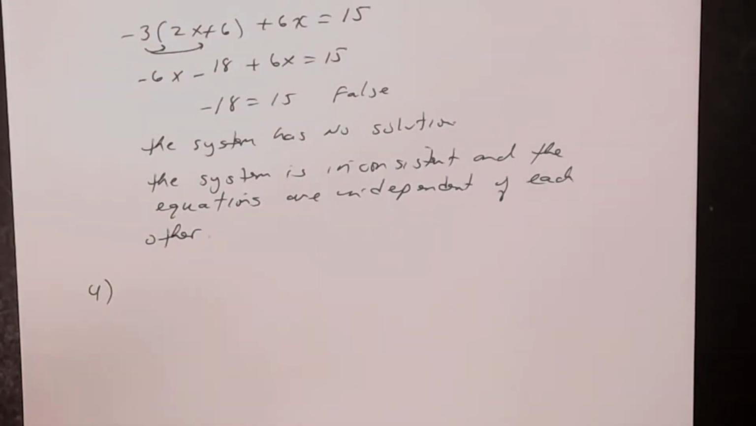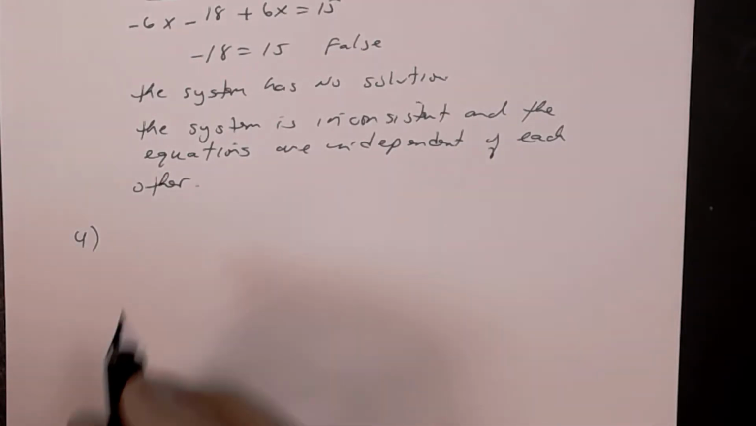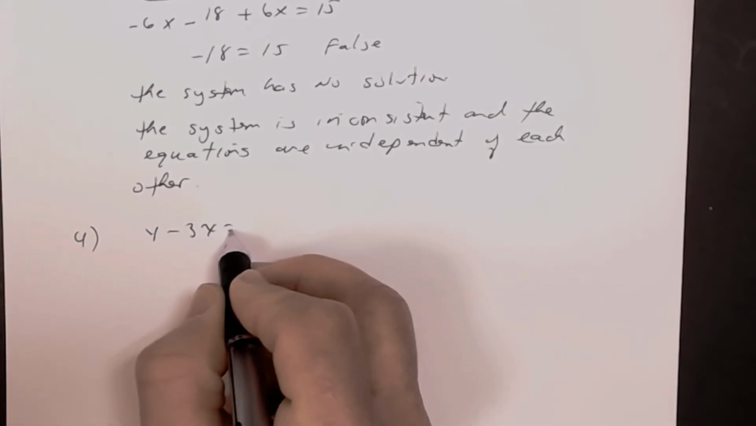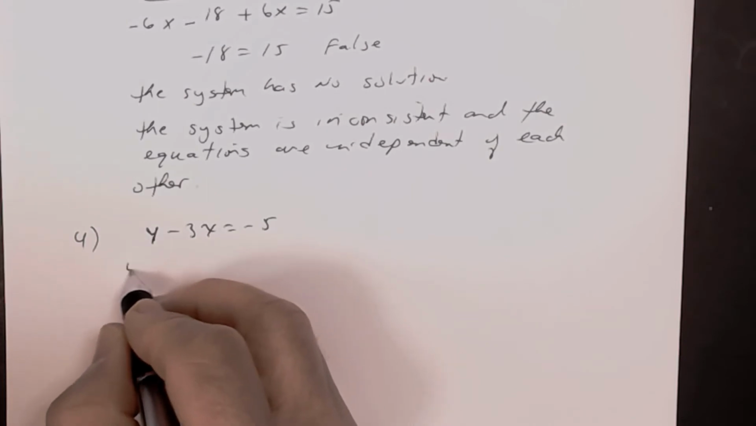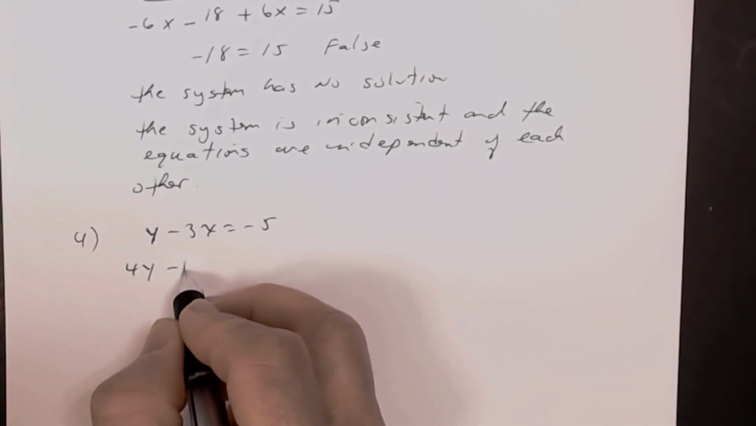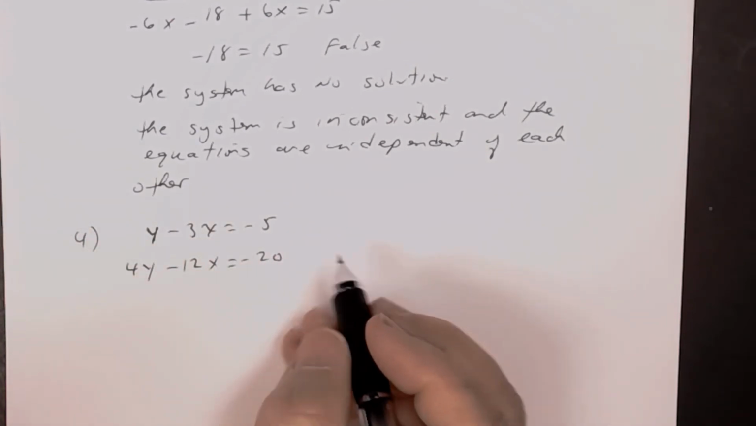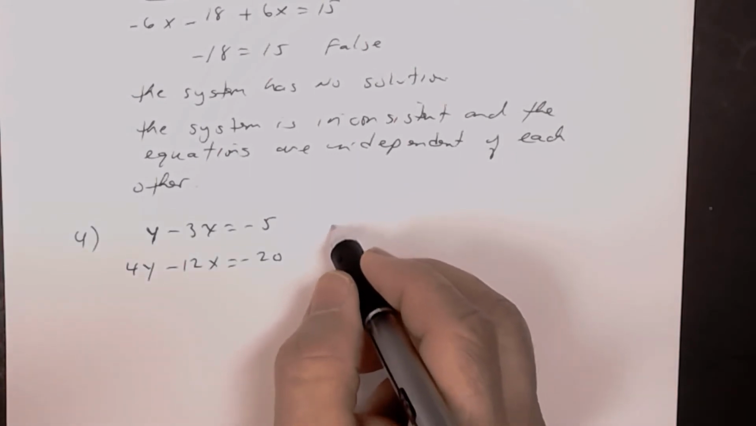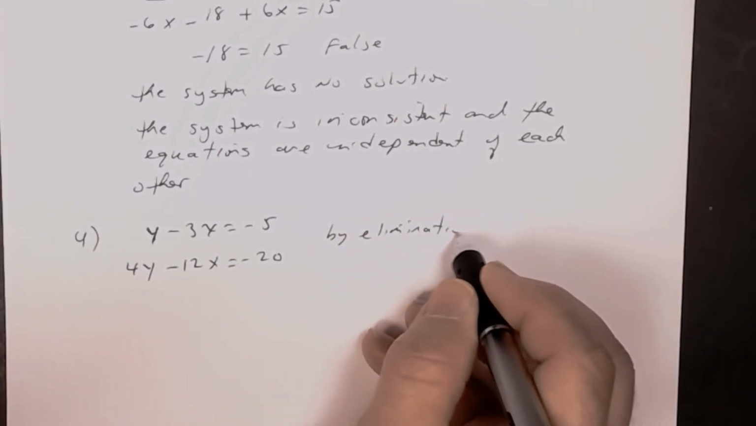Number 4, let's suppose we had this. All right, let's suppose we had y minus 3x equal negative 5. And then 4y minus 12x equal negative 20. All right, so I'm going to go ahead and do it both ways. I'm going to use substitution and elimination. So let's just go ahead and use elimination first, just to see what it looks like in both cases.